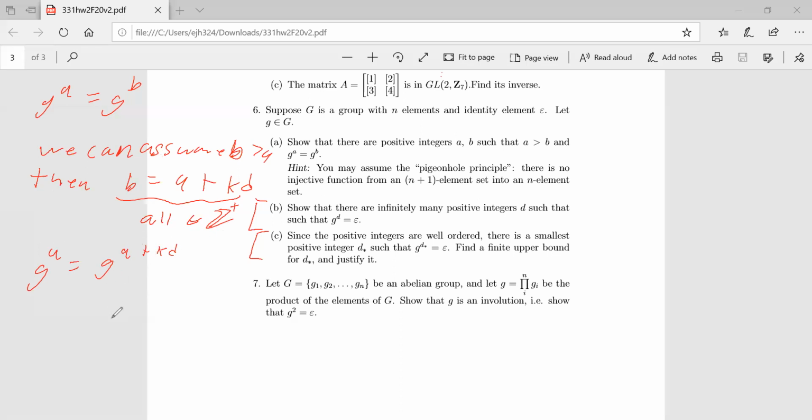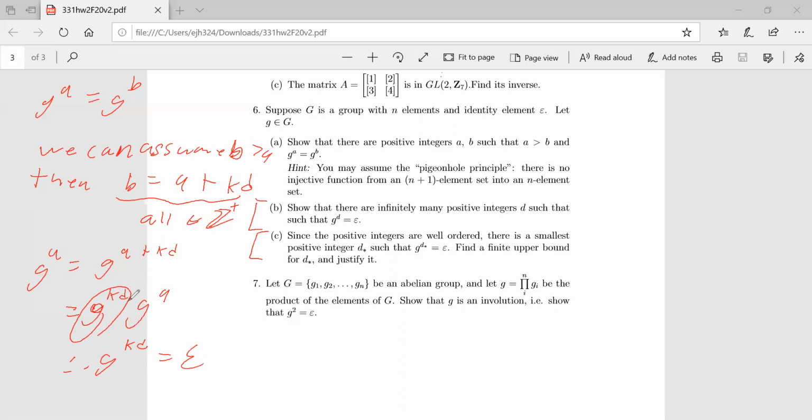And what does that tell us? That tells us that g^a times g^(kd) is equal to g^a. If we have g^a times this thing is equal to g^a, then what do we know about this thing? So this thing times g^a is equal to g^a. What do we know about it? Just the identity. The identity? Yeah. Therefore, g^(kd) is equal to the identity.